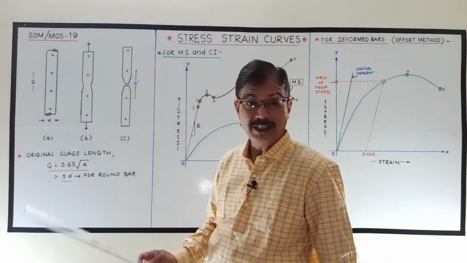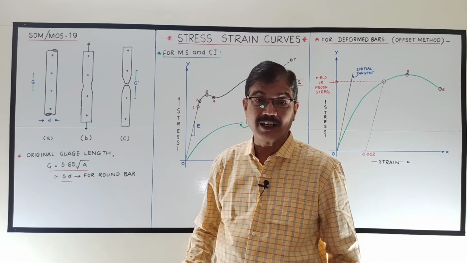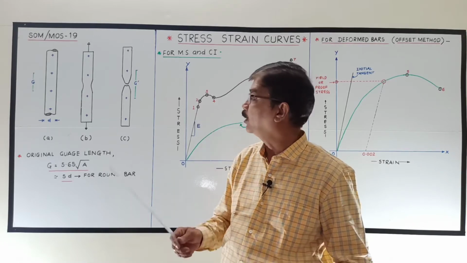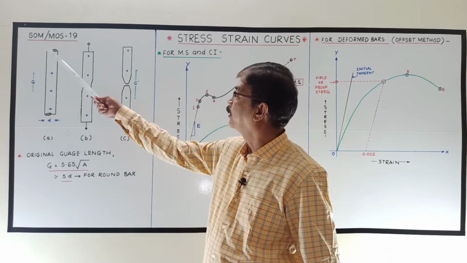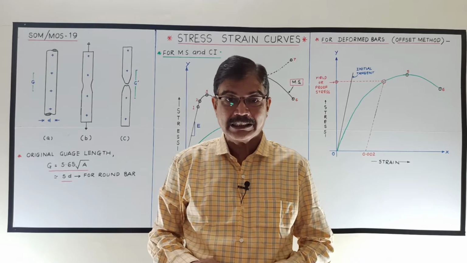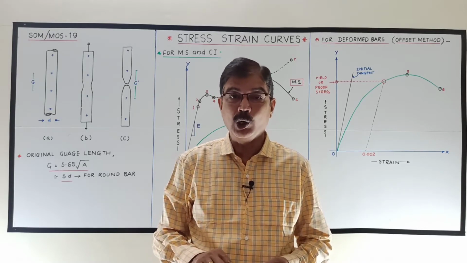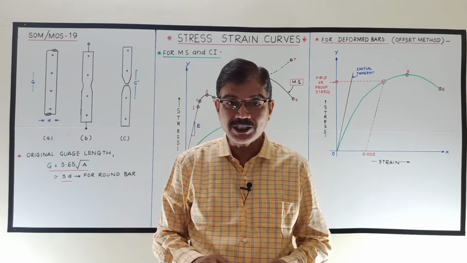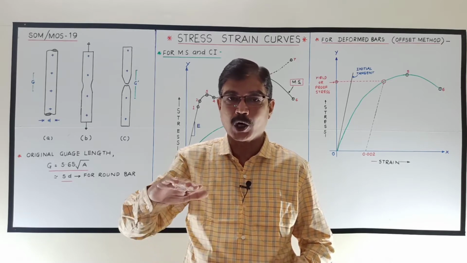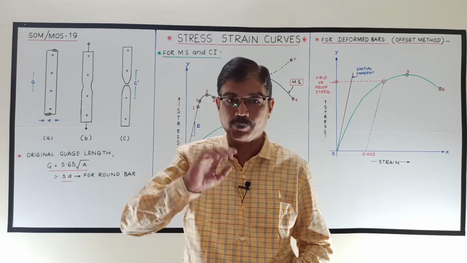Now this specimen is inserted in universal testing machine in between the middle crosshead and the upper crosshead so that it will be subjected to tension. In the tension test on universal testing machine, the load which is applied on the specimen is gradually increasing load. Gradually means it increases step by step.